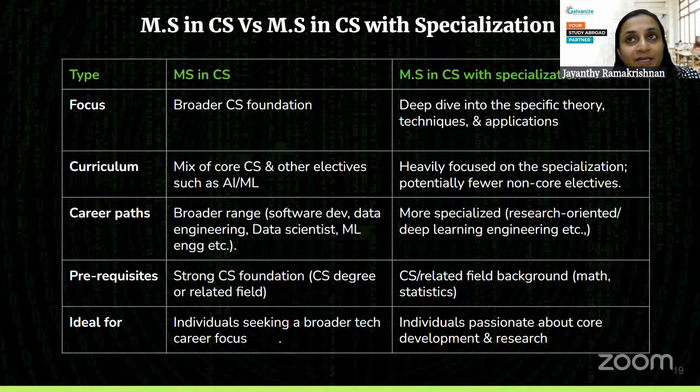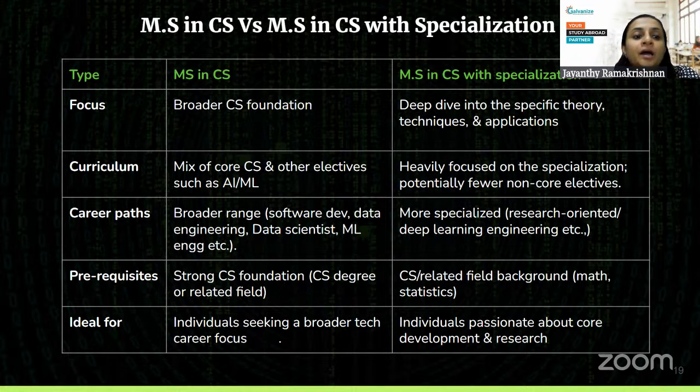Whereas if you're doing a master's in computer science with a specialization, then you will focus only on courses that are related to that specialization, and you will have very few non-core electives. And those non-core electives will be those basic courses that you will do at the beginning of your master's degree. Obviously, because you have a broader foundation in a pure master's, your career paths are going to be broader, as in you can work in various fields. Whereas if you have a specialization, then it will be a more specialized kind of job.